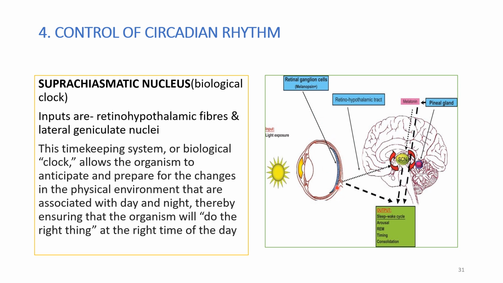So from the retina, the impulses are coming from retinal ganglion cells. Upon light exposure on the retina, retinal ganglion cells will be stimulated, and they will send impulses via the retinohypothalamic tract.